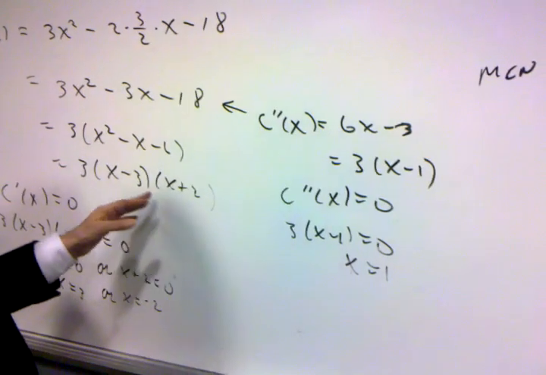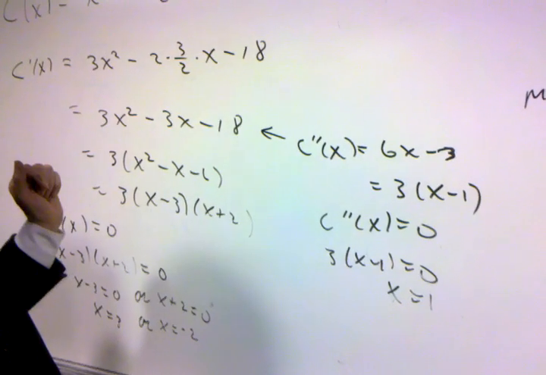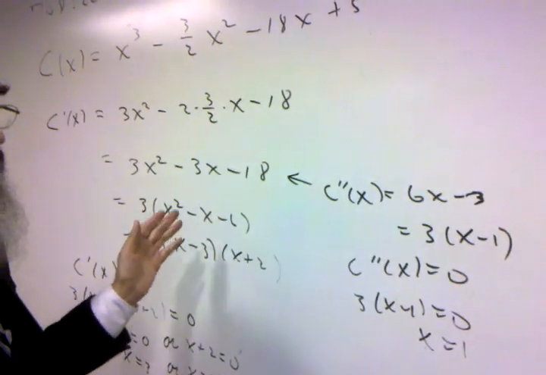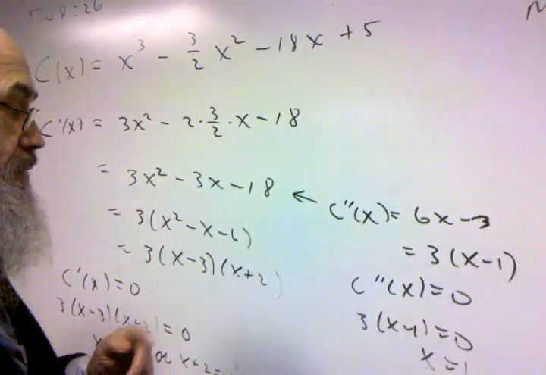Right. Between negative 2 and 3, 1 is positive, 1 is negative, so the slope is negative. And past 3, both are positive again. That shows you first we have a maximum, then a minimum. There's another way to look at it.